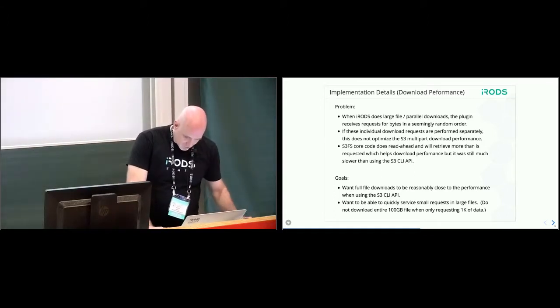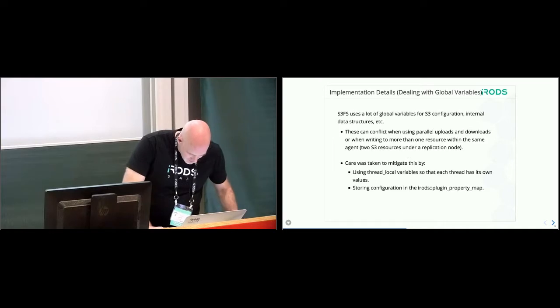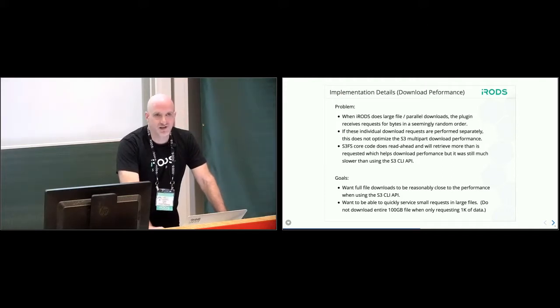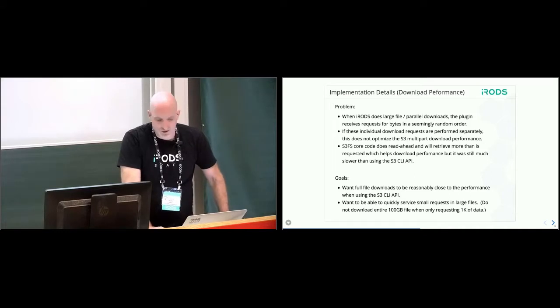So our goal was to do a full file download with performance reasonably close to the S3 CLI API. But we also wanted to quickly serve up small requests. So we didn't want to always download the whole file every time someone wanted to read from it.